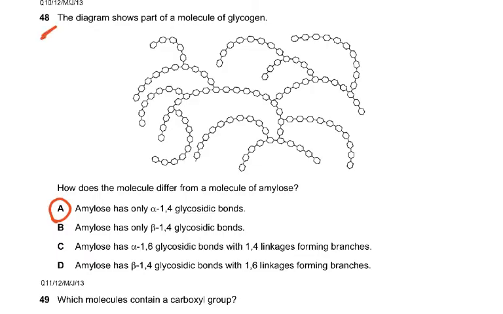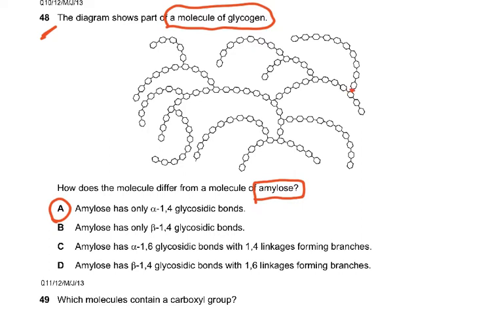Question 48, the diagram shows part of a molecule of glycogen. You know glycogen contains 1,4 and 1,6 bonds. How does this molecule, glycogen, differ from a molecule of amylose? Amylose only has 1,4 glycosidic bonds. So you can see where I want to mark these, and I want you all to see this.